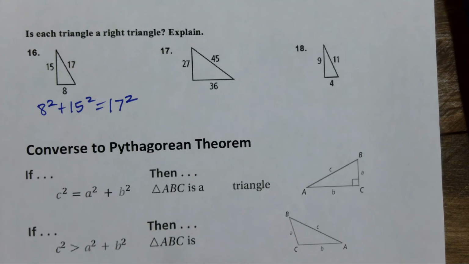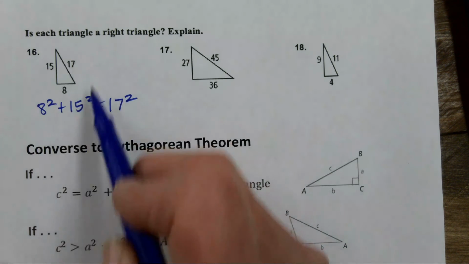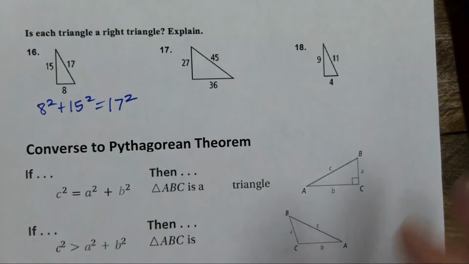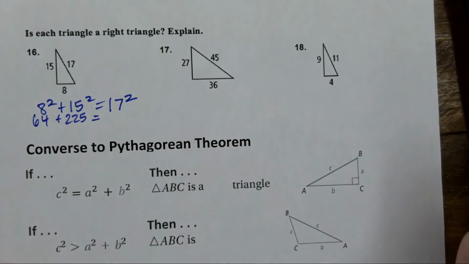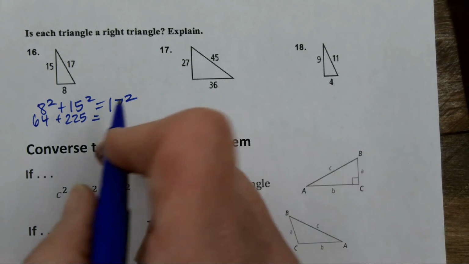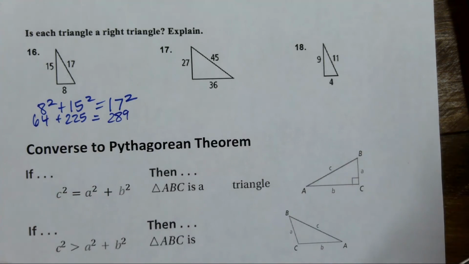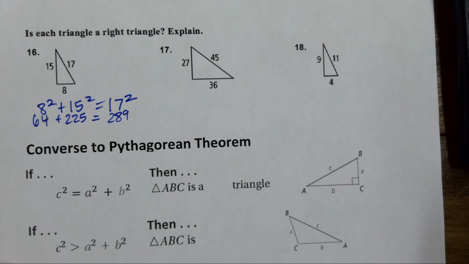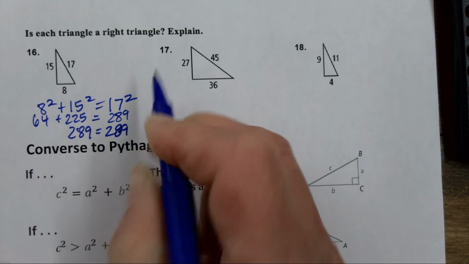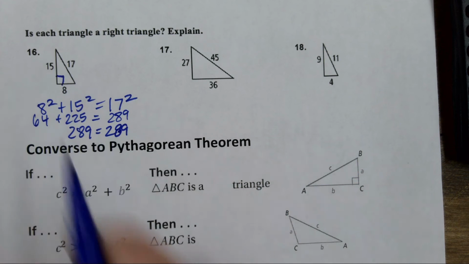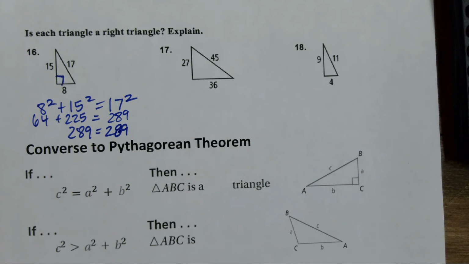Just like we were checking Pythagorean triples. If the Pythagorean triple came out true, we knew it was a right triangle. Basically what I'm doing is trying to see if this is a Pythagorean triple. So I'd get 64 plus 225 equals 289. So 289 equals 289. Are they equivalent? Yes. Therefore, I can put a little right angle in that triangle. I can say, yes, this is a right triangle.